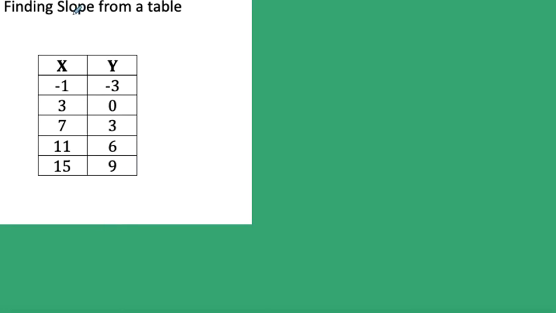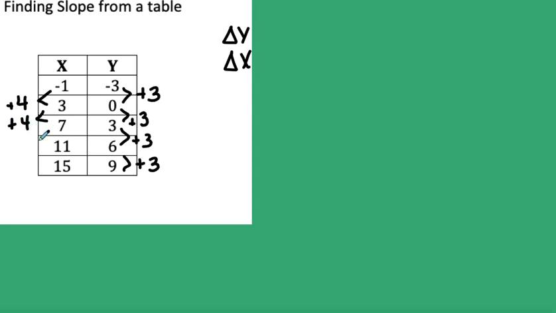You also may be asked to find slope from a table. When you're looking at a table, remember to do change in y over change in x. So when I look at change, it's just the difference between the two. So from -3 to 0, I'm going up by 3, up by 3, up by 3, and up by 3. Oh, that's nice. And on this side, I'm going up by, let's see, 4, up by 4, up by 4, and up by 4. All right, so then my slope would be the change in y over the change in x, so 3 over 4.